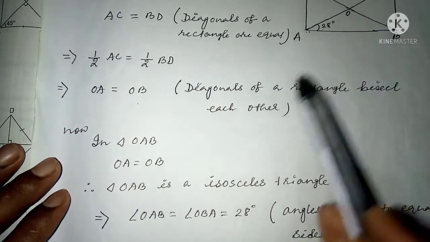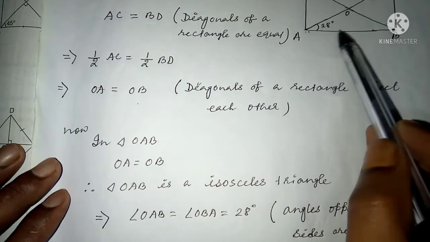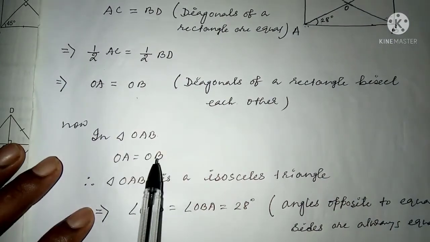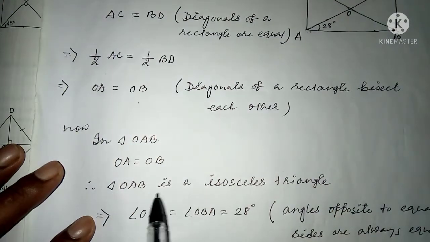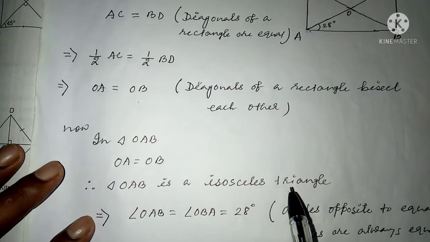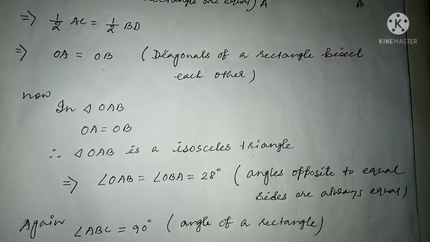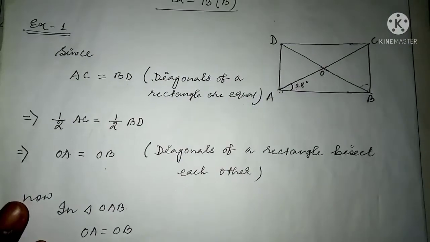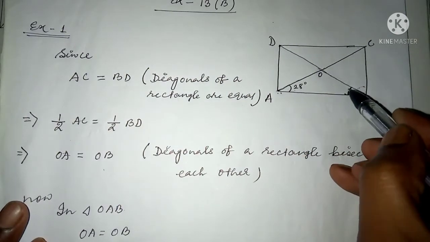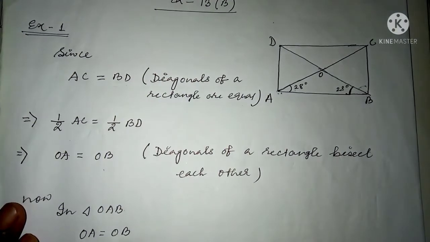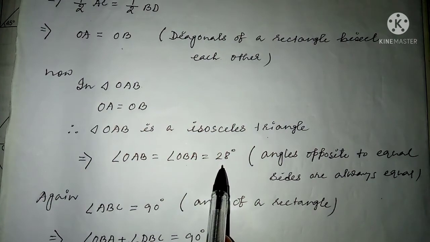Now in this triangle we got, see here, OA equals OB. This OA and OB are two sides of triangle OAB. So when in any triangle two sides are equal, we can say OAB is an isosceles triangle. Now, in an isosceles triangle, angles opposite to the equal sides are always equal. That means as these two sides are equal, if this angle is 28 degrees, then the other must also be 28 degrees. So we got angle OAB and angle OBA are both 28 degrees.